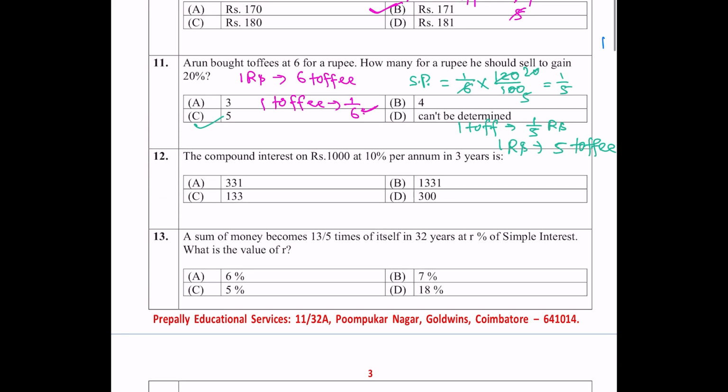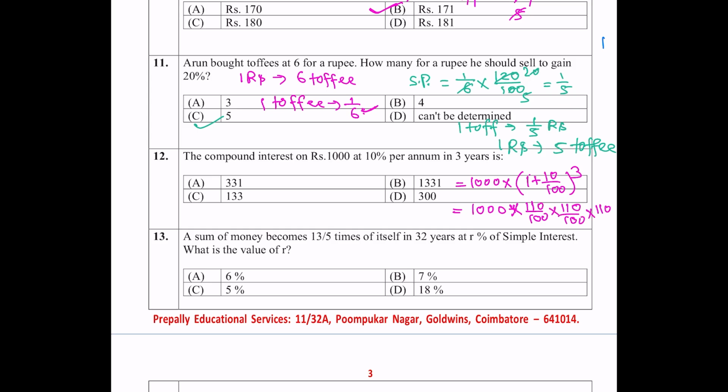Now here is question number 12, on compound interest. Just read this question. First we have to find the total amount after 3 years. Using the formula, we can write 1000 into 1 plus 10 by 100, to the power 3. So here 1000, into 110 by 100, multiplied 3 times.